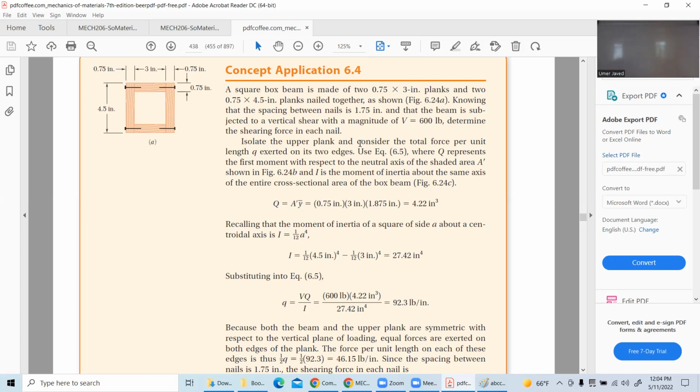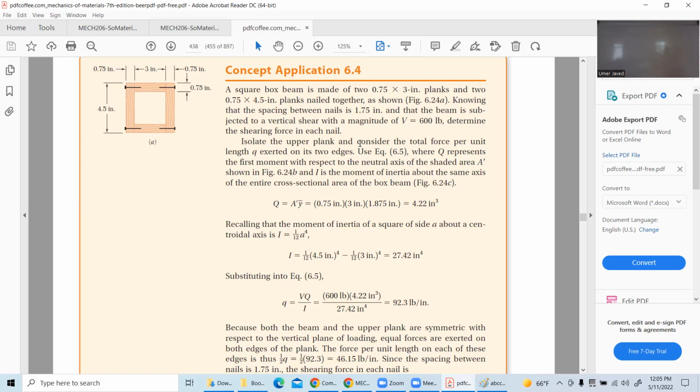Why don't you have thickness? Because it doesn't ask for the stress in the nail, it just asks for the force. It is not asking us to give the average shear stress in that layer. In that layer, the other two layers are connected. But if I ask you the average shear stress, the formula will be VQ over IT.